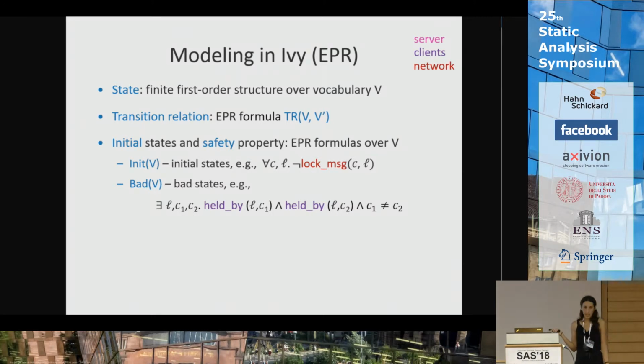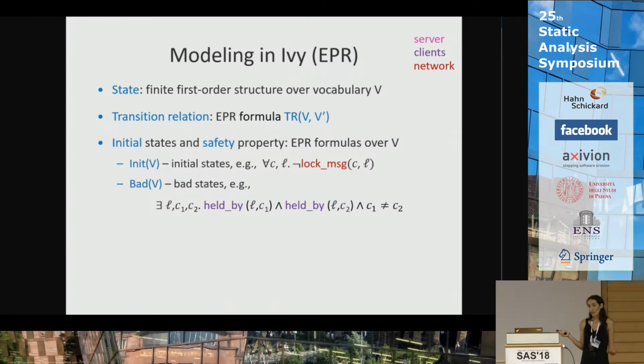To specify the safety property, we'll specify the bad states. So the bad states here are just saying that there exists a lock and two clients C1 and C2, such that the lock is held by C1, it is also held by C2, and C1 and C2 are different. Okay, so there is a lock that is held by at least two different clients. This is the way we model the system.